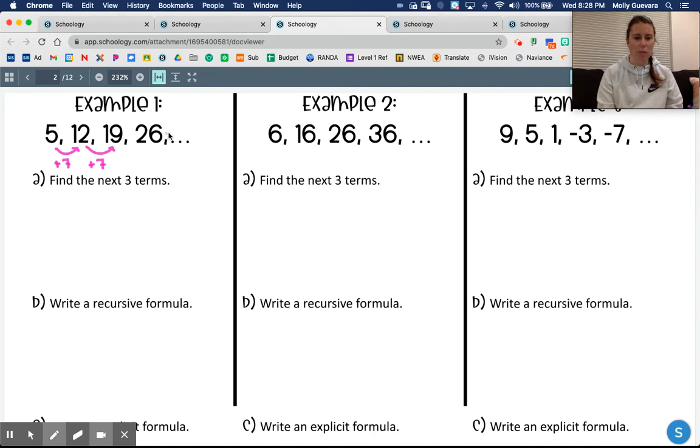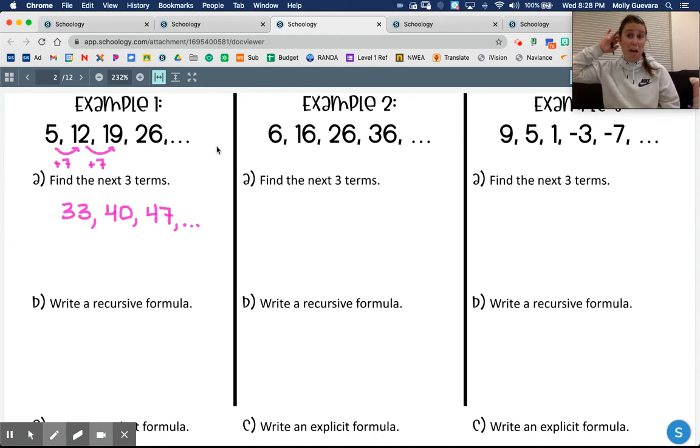So the next 3 terms, 26 plus 7 is 33. 33 plus 7 is 40, and 40 plus 7 is 47. The ... just means that this sequence goes on forever, right? You just keep adding 7 forever and ever and ever.